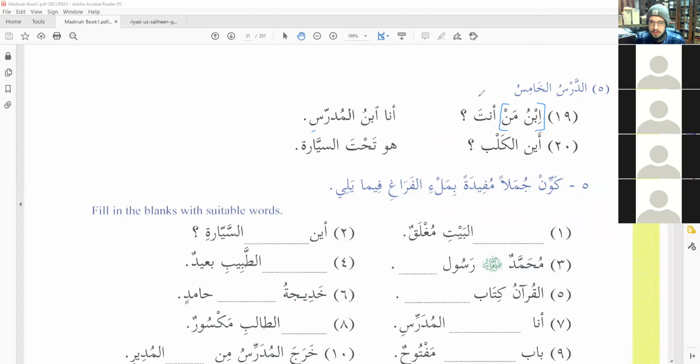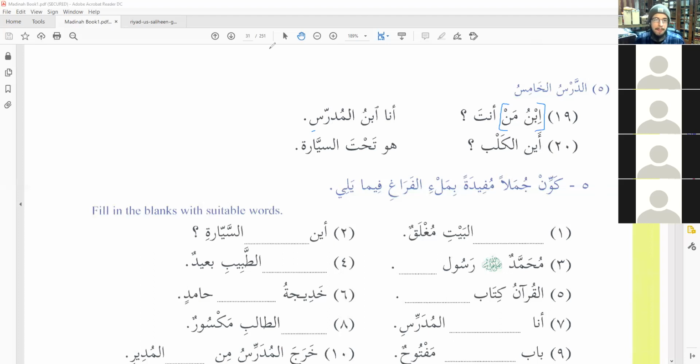Technically, this is the mubtada here, anta. Ibnu man is the khabar. But because we're emphasizing, we're changing it around. Not so important with questions. Here it's straightforward. Ana is the mubtada. Ibnul mudarrisi is the khabar. It's in the possessive construction, and so al-mudarrisi only has one kasra. Good.